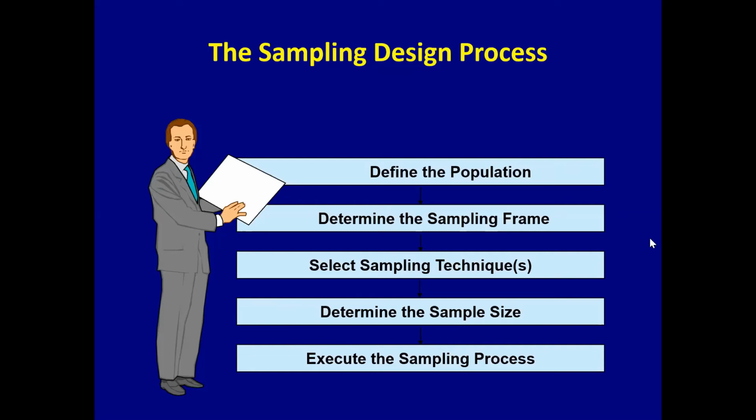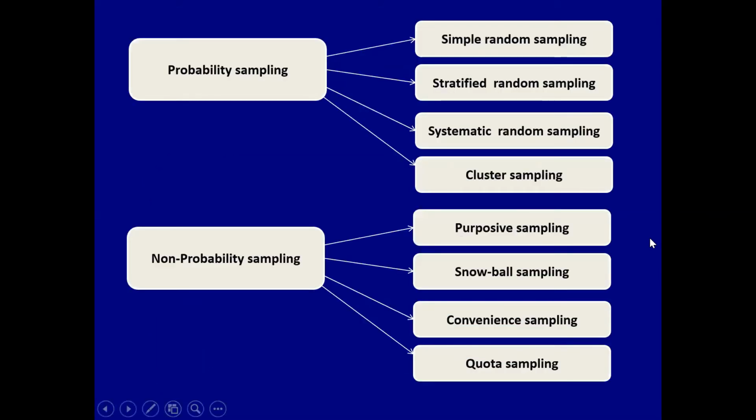Okay, next, in sampling there are two main types: probability sampling and non-probability sampling. With probability sampling, once you are inside the sampling frame, those who are eligible after applying the inclusion and exclusion criteria, that population is your sampling frame.